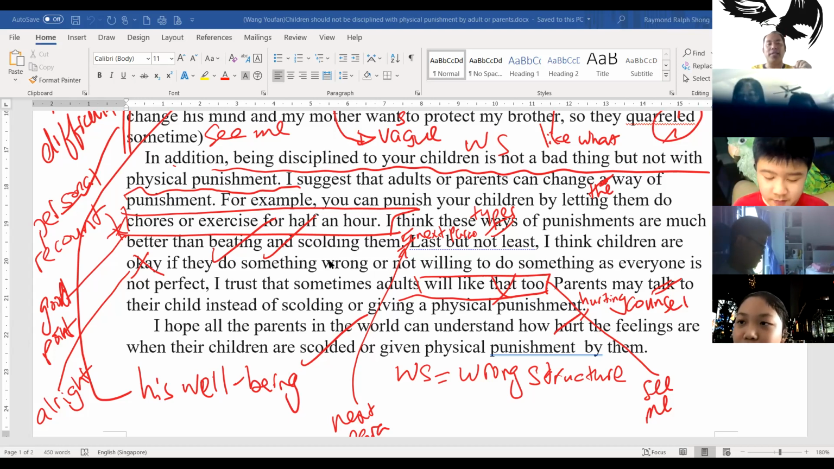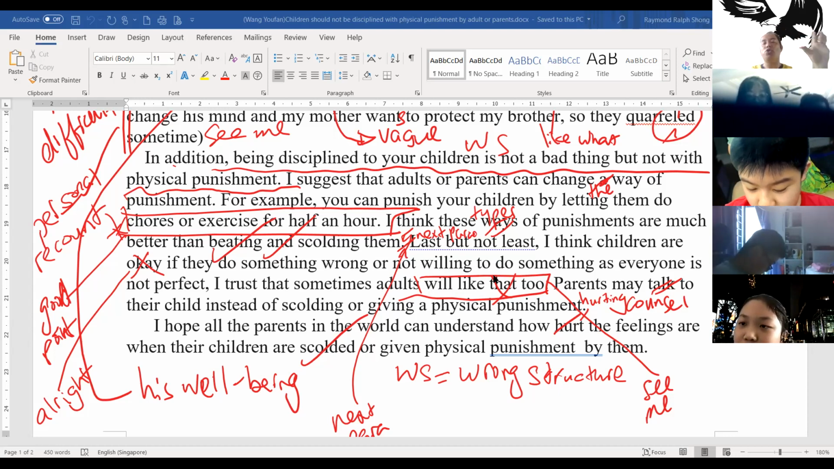Okay, so if there's something wrong or not willing to do something, as everyone is not perfect, I trust that sometimes adult will like that too. What is the "will like that too"? I know what it means. I trust that sometimes adults will also make the same mistake. Also, adults will also have this kind of situation. 明白吗？你放 will like that too，就是好像比较华文说法，就是我觉得他们也是大概也是这样做法。Something like that. So, but in English, you have to change. I trust that sometimes adults will also do similar things like this as well.